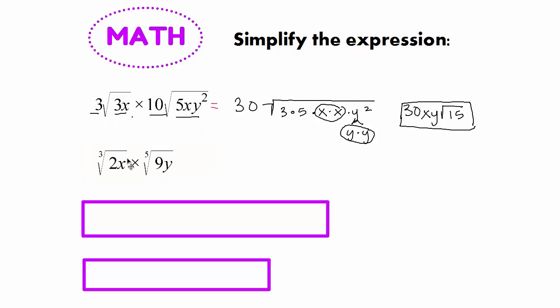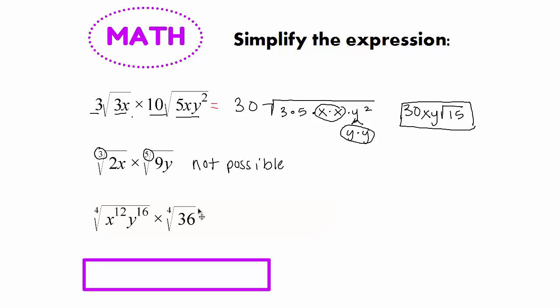The next problem we're going to do is the cube root of 2x times the fifth root of 9y. When we look at this, the first thing we have to check is to make sure your indexes are the same. Since I have a 3 and a 5, I can immediately say this one is not possible. So I am finished with the second example.